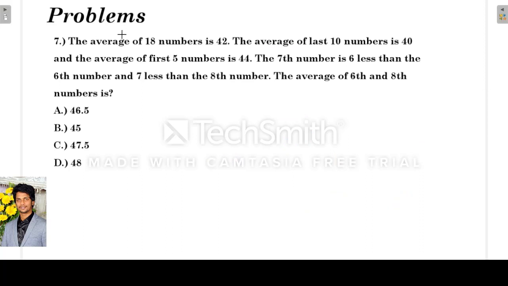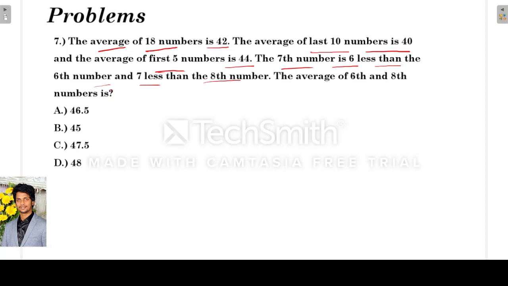So the next question is, the average of 18 numbers is 42 and the average of last 10 numbers is 40. The average of first 5 numbers is 44 and the 7th number is 6 less than 6th number and 7 less than 8th number. So we'll break down the question.